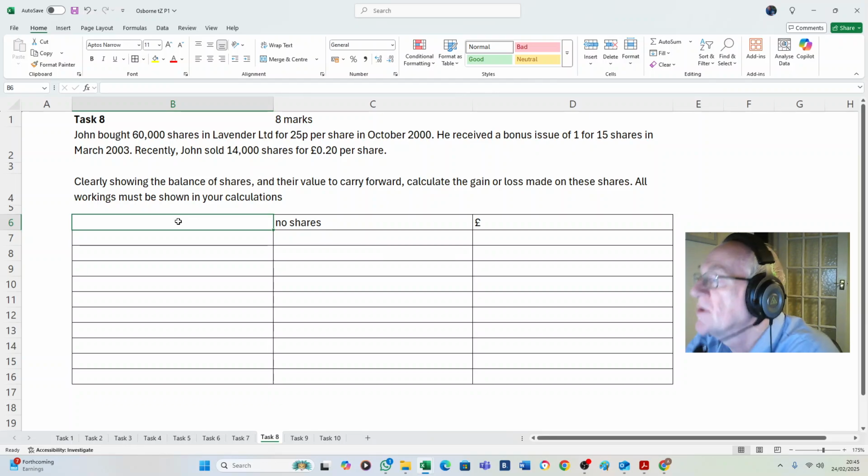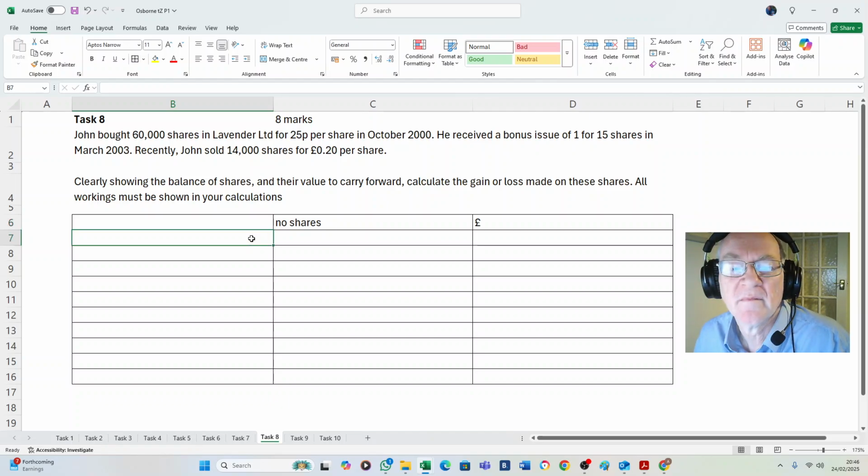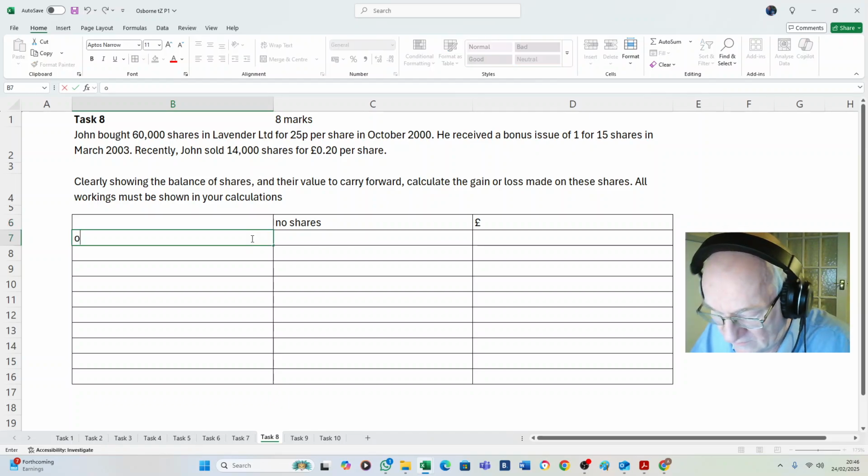It's a bonus issue, so you get more shares without actually paying out any money. How much loss or gain? 20p a share is less than you paid for the original bulk, but the free ones will make a difference. So let's start off with, well, why not?